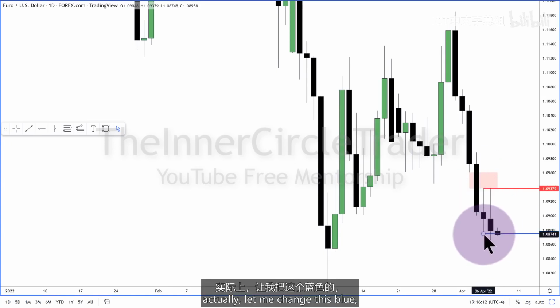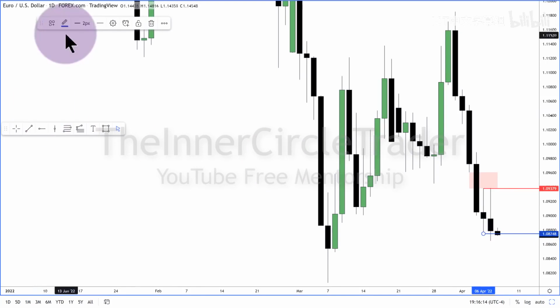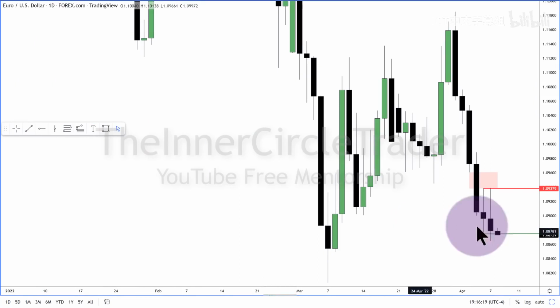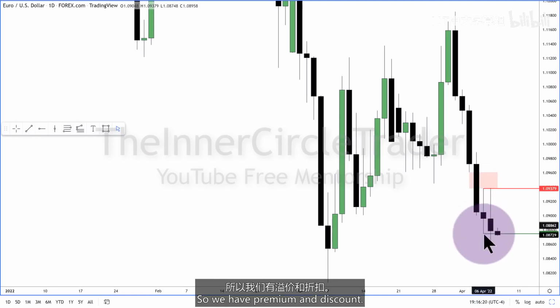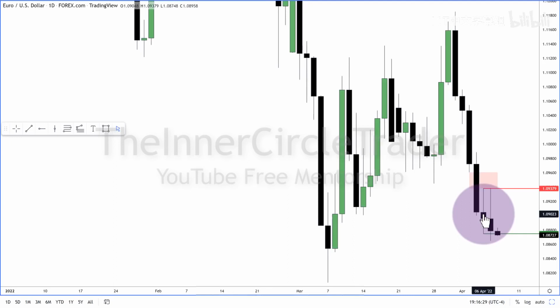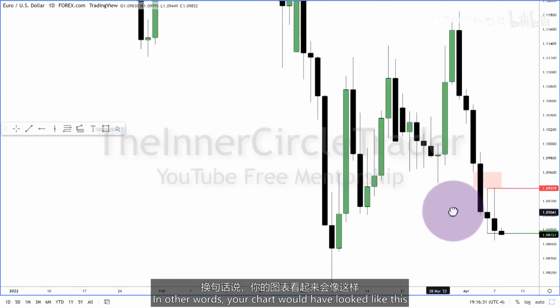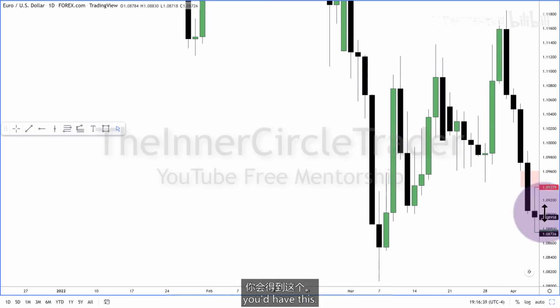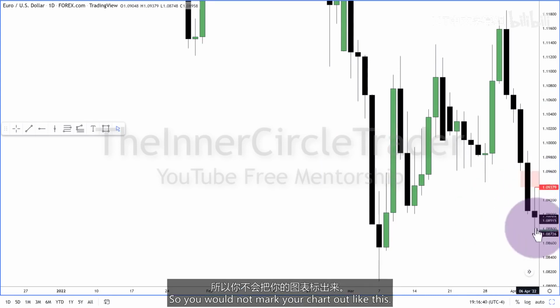Actually, let me change this blue to that green. Okay. So we have premium and discount. So these two levels are represented on the high and low of Wednesday's trading, which would be yesterday's trade. In other words, your chart would have looked like this. Wednesday going into Thursday, before Thursday started trading, you'd have this. So you would mark your chart out like this.